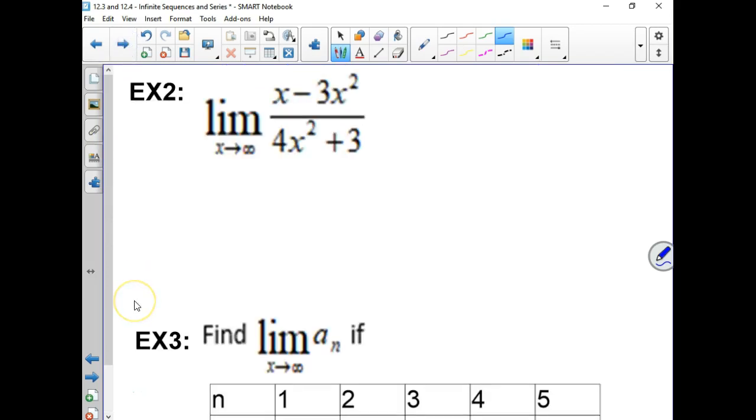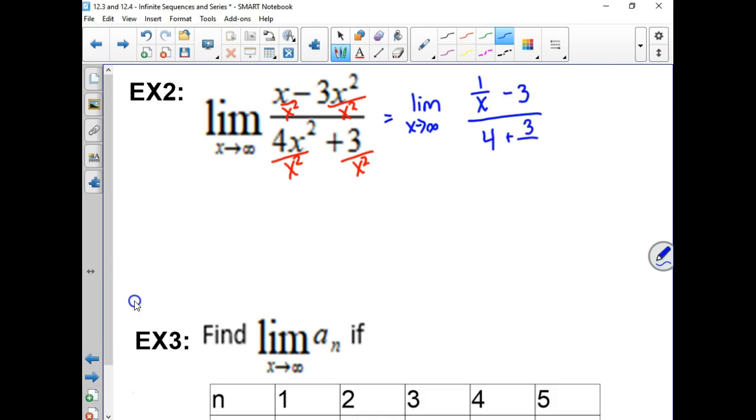All right. Here is our next one. So I've got the limit as x approaches infinity of x minus 3x squared over 4x squared plus 3. What do I need to divide everything by? An x squared. So that means I will get the limit as x approaches infinity of 1 over x minus 3 over 4 plus 3 over x squared.